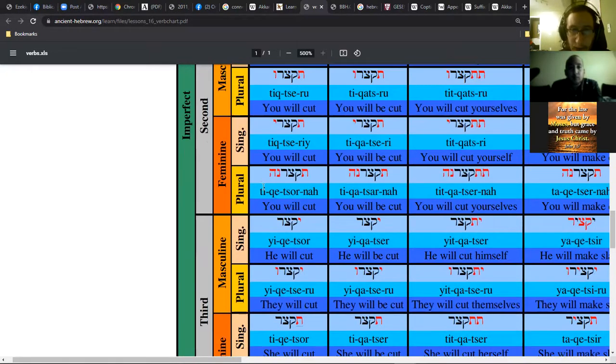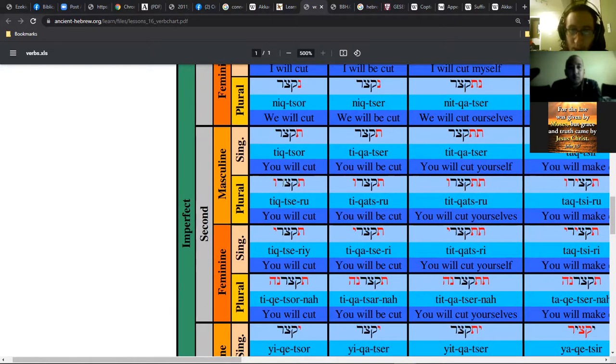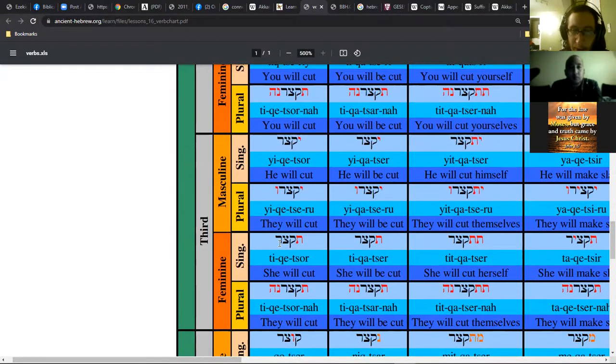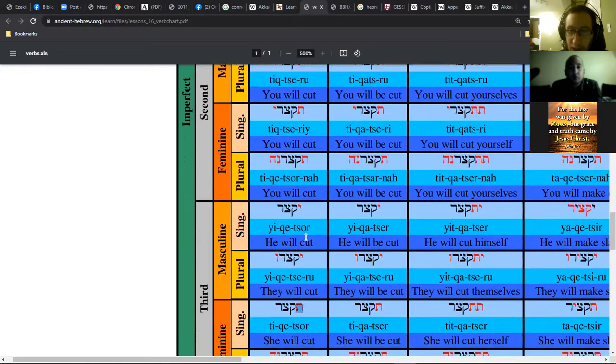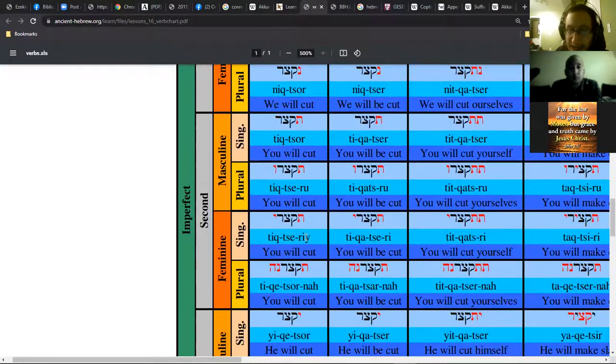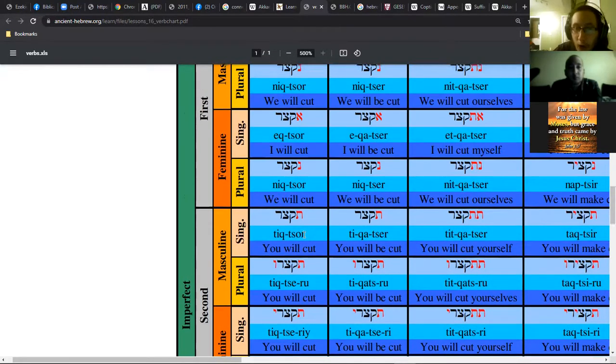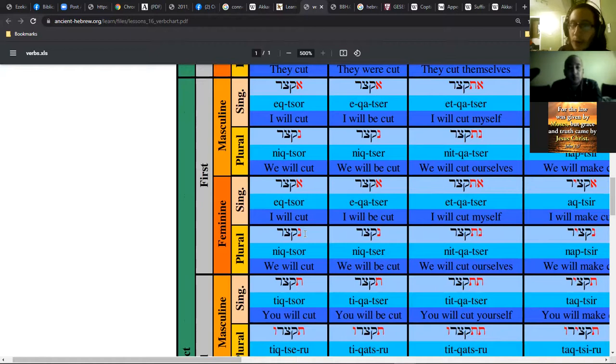Now notice, there's some identical ones here. For second person masculine singular, so that's you will cut, it has a tav at the beginning and nothing at the end. Same thing with feminine, verb, which is third person singular, she will cut. So when you see a verb with tav at the beginning and nothing at the end, that could mean either you will cut or she will cut. So context is what determines it.